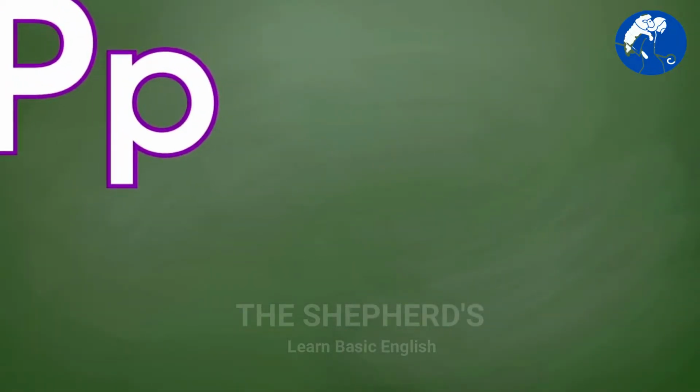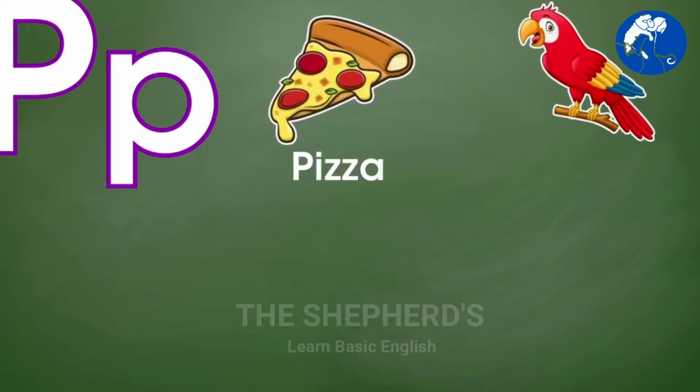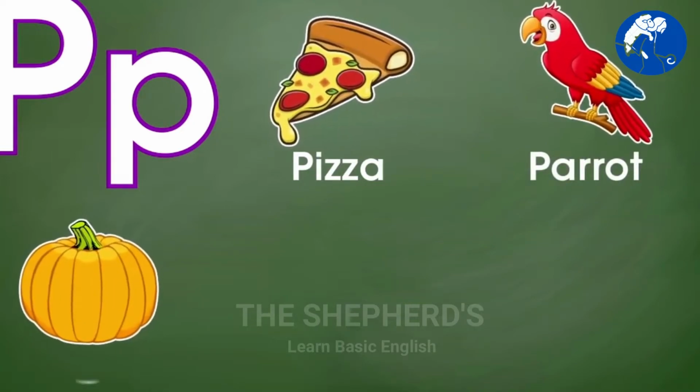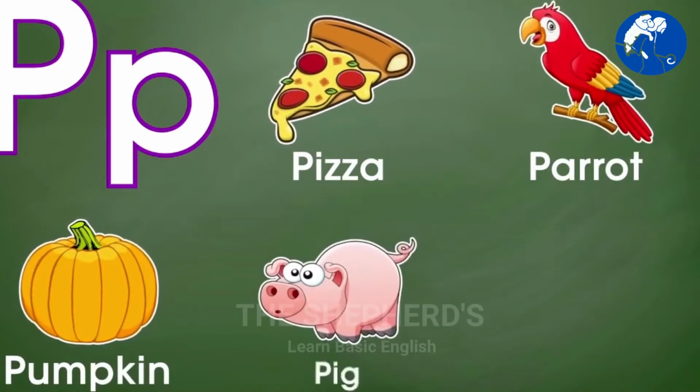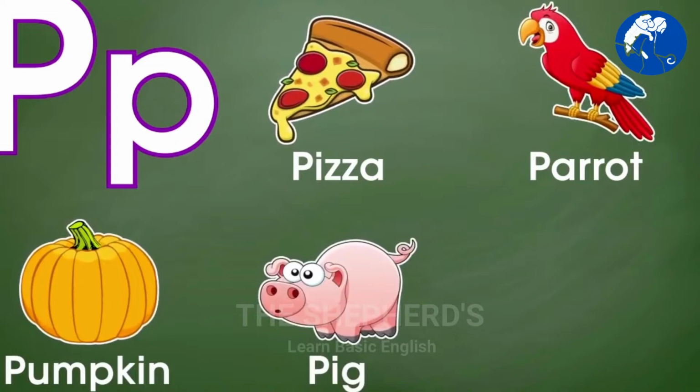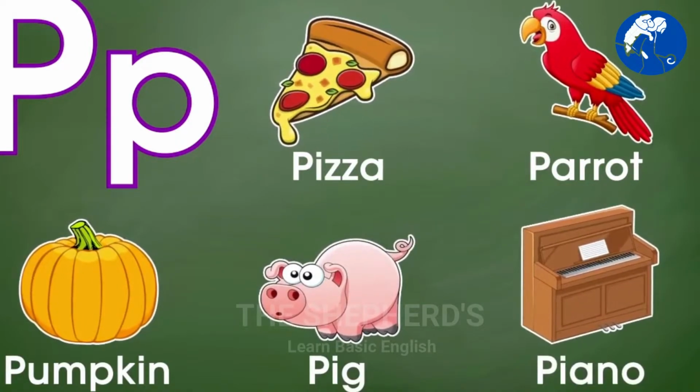P is for pizza. Parrot. Pumpkin. Pig. Piano.